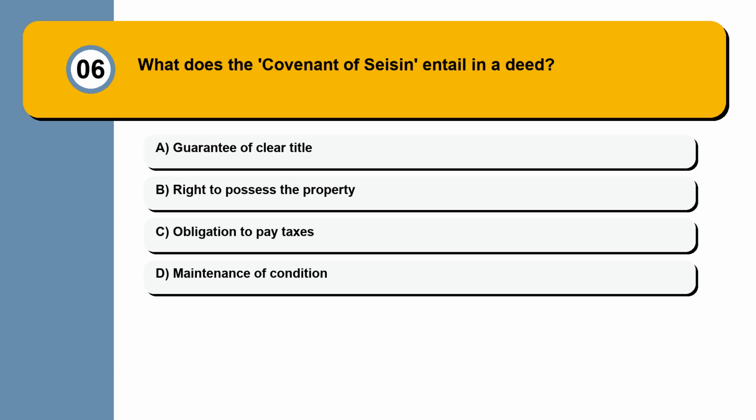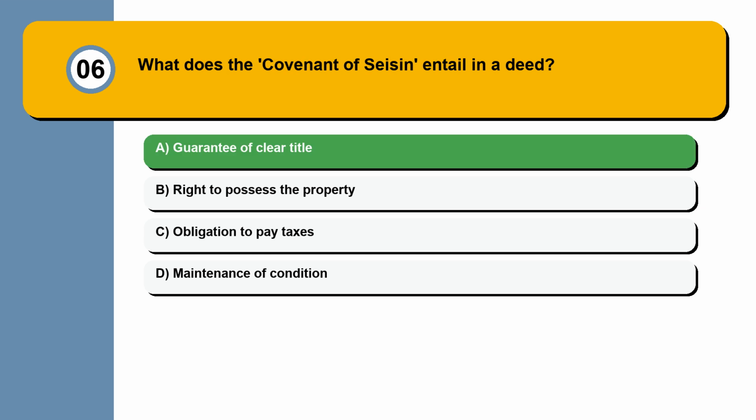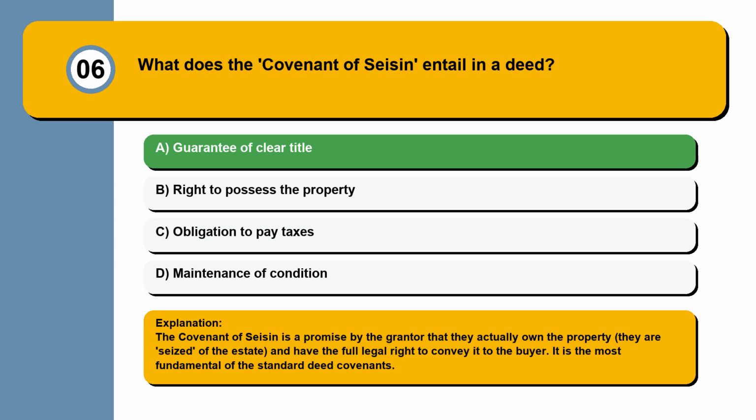Question 6. What does the covenant of seisin entail in a deed? Guarantee of clear title, right to possess the property, obligation to pay taxes, maintenance of condition. The covenant of seisin is a promise by the grantor that they actually own the property, they are seized of the estate, and have the full legal right to convey it to the buyer. It is the most fundamental of the standard deed covenants.